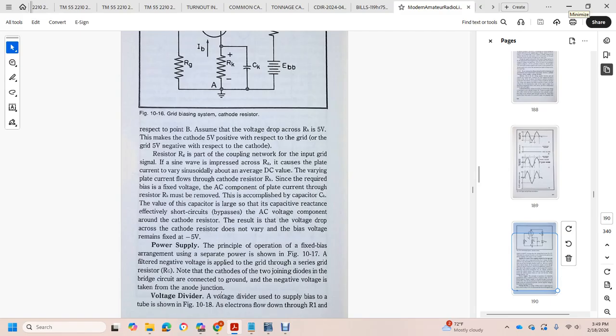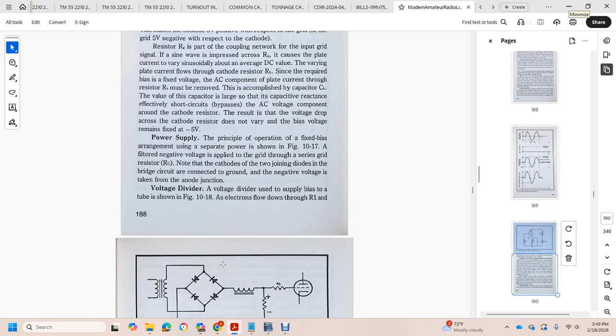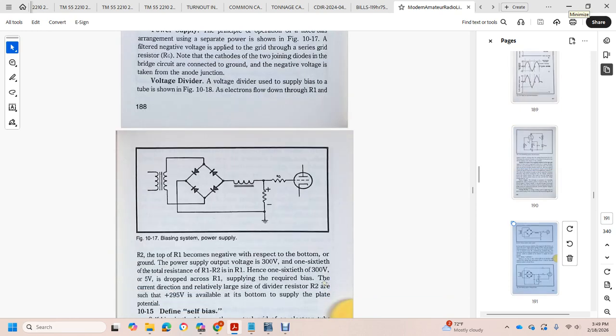Power supply bias: the principal operation of the fixed bias arrangement with a separate power supply is shown in the figure. A fixed negative value is applied to the grid through the grid resistor. Note the cathode is connected to ground, and a negative voltage is taken from the junction of a voltage divider. The voltage divider simply supplies the bias, shown in figure 10-18. Electrons flow down from resistor 1 to resistor 2, with the top of resistor 1 negative with respect to the bottom at ground. The power supply output is 300 volts, with total resistance of resistor 1 plus resistor 2. Resistor 1 has 5 volts drop, supplying the required value of the bias. Resistor 2 shows the positive 295 volts available at the bottom supply potential.